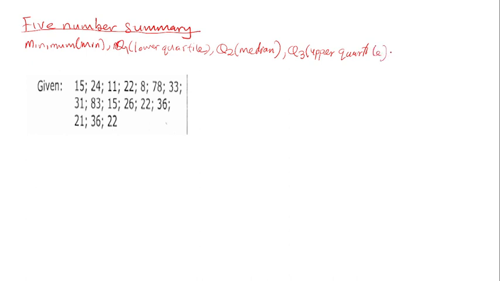And then the last one, which is the maximum, which is abbreviated as max. We must identify these 5 numbers here. Now, for us to get the 5-number summary, number 1, we must get our data in an ascending order or descending order. But normally we use an ascending order.